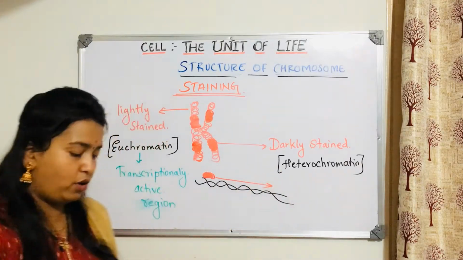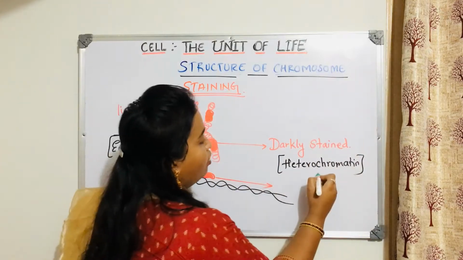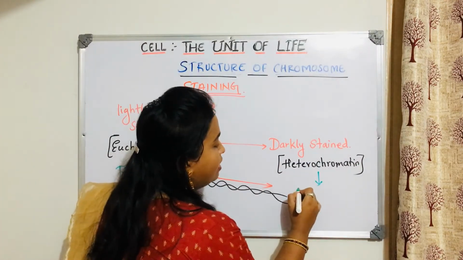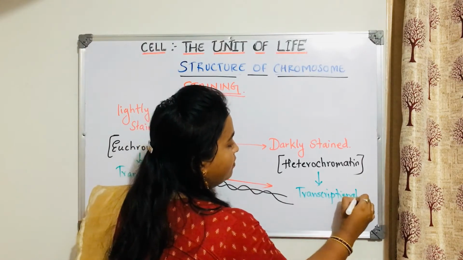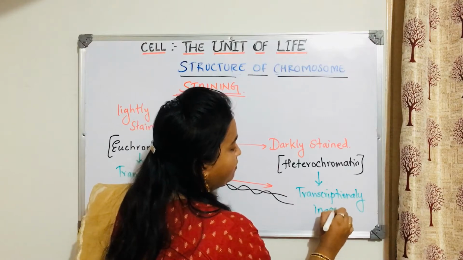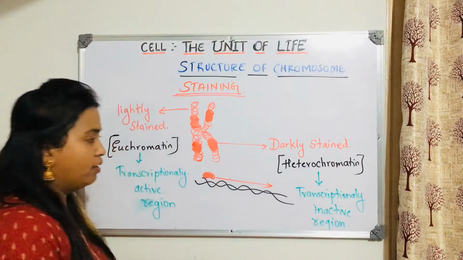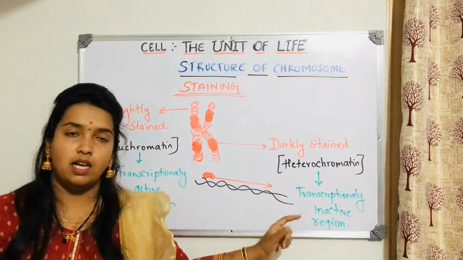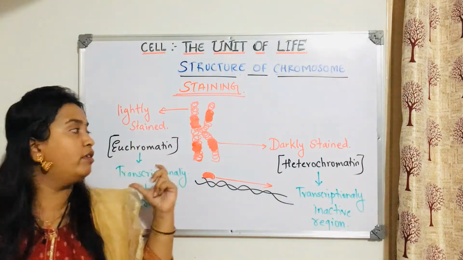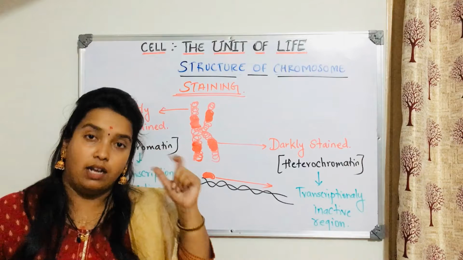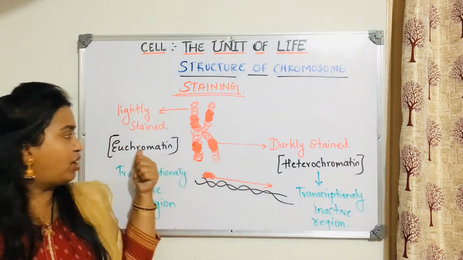And this region, heterochromatin, because DNA is not easily available for the enzymes to function, we call it a transcriptionally inactive region. So these are important things. Which is darkly stained? Heterochromatin. Which is lightly stained? Euchromatin. Where will you find these darkly and lightly stained regions? In the chromosome, and that too in the metaphase stage.